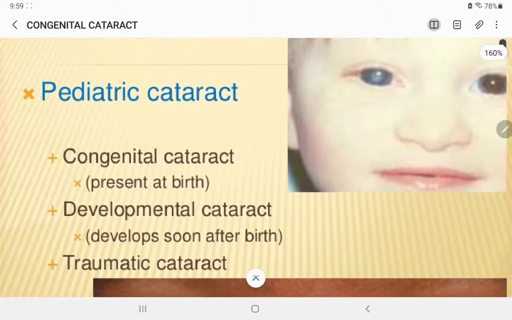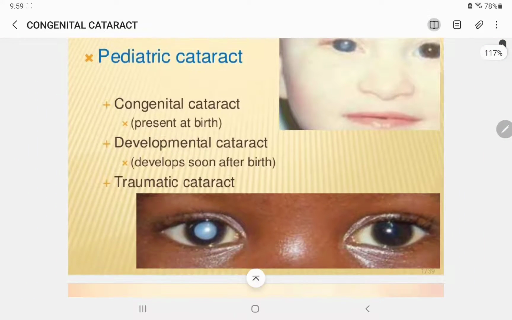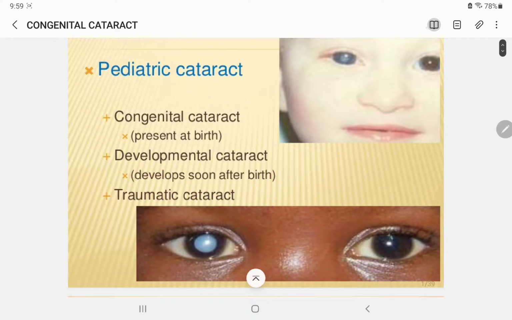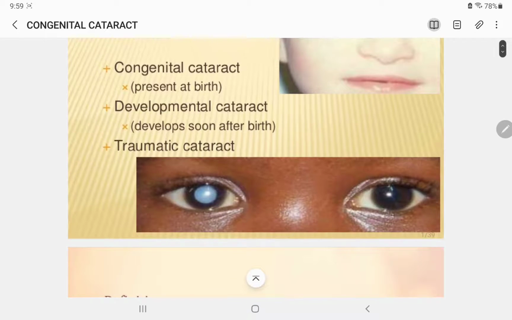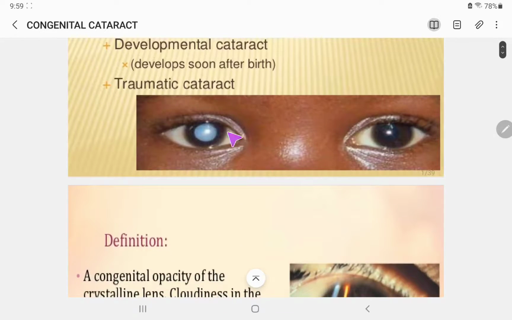Congenital cataract falls under pediatric cataract. That means under pediatric cataract there are congenital cataract, developmental cataract and traumatic cataract. Congenital cataract is the type of cataract that is present at birth. When the child is born, they come with the cataract. Developmental cataract means the child develops the cataract after he is born. Not born with it, but he or she will eventually develop it. And traumatic cataract is a type of cataract that follows any traumatic eye injury.